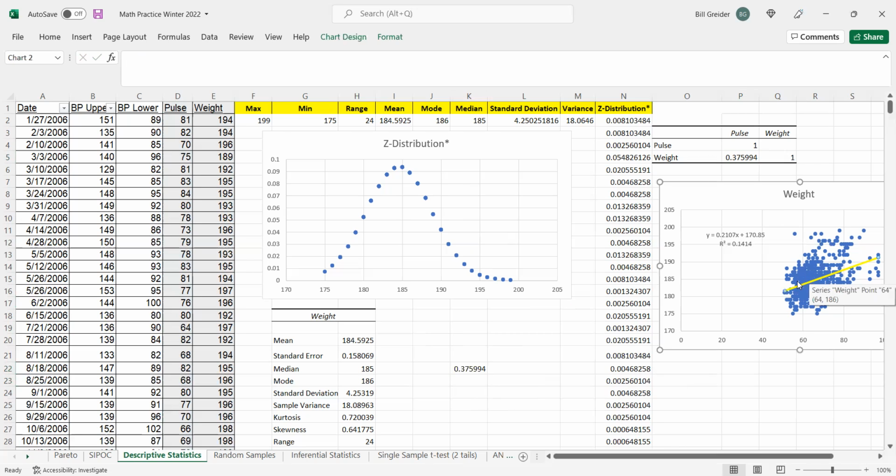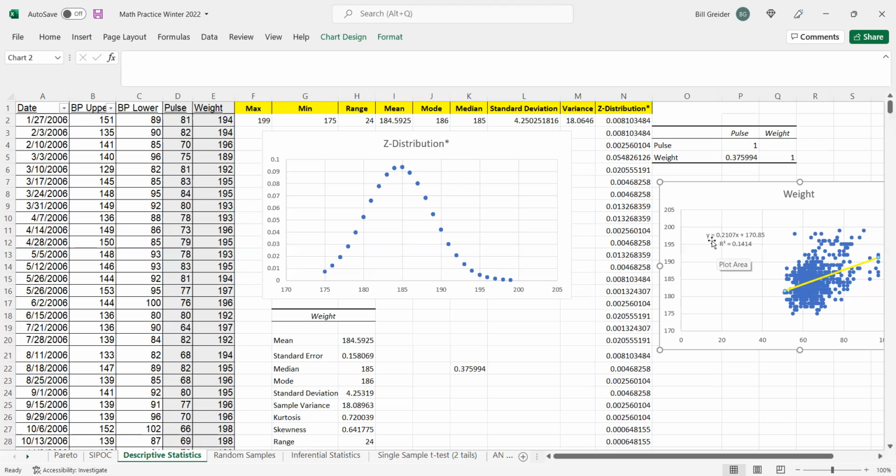That's my R squared: 0.375994 squared. That's where the R squared comes from. So far we covered again Pareto, SIPOC, descriptive statistics, correlation, trend line, and R squared.